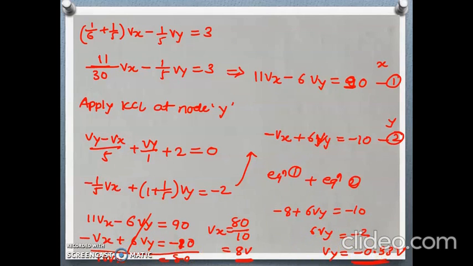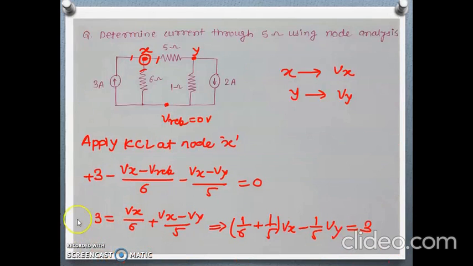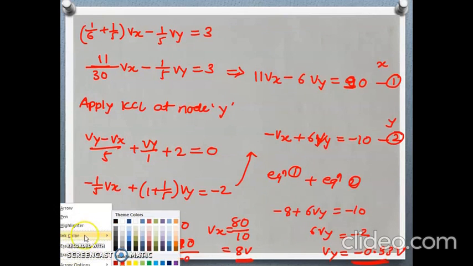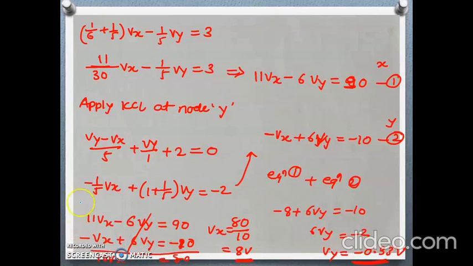Okay, but this question asks about the current flowing through this 5 ohm resistor. We want the current flowing through this 5 ohm using nodal analysis. So for this 5 ohm, Vx minus Vy divided by 5, or Vy minus Vx divided by 5, will be the answer. So let's do this. The Vx value is what? Vx is 8 volt and Vy value is minus 0.33 volt.